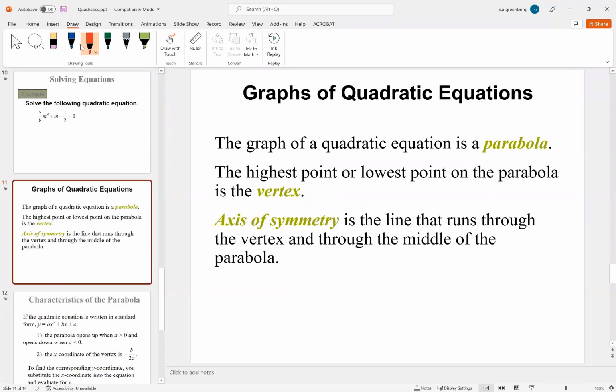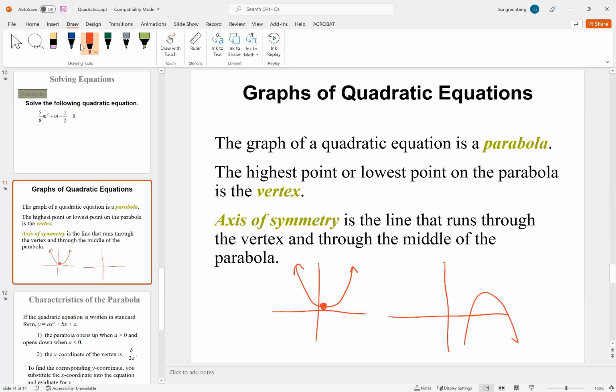All right, so now we want to talk a little bit about graphing. Whenever we graph a quadratic, it's always going to graph to a parabola, and we've seen what a parabola looks like. If I have a parabola, this point right here, or if my parabola is upside down, this point right here, those are called the vertex, and this is the highest or lowest point.